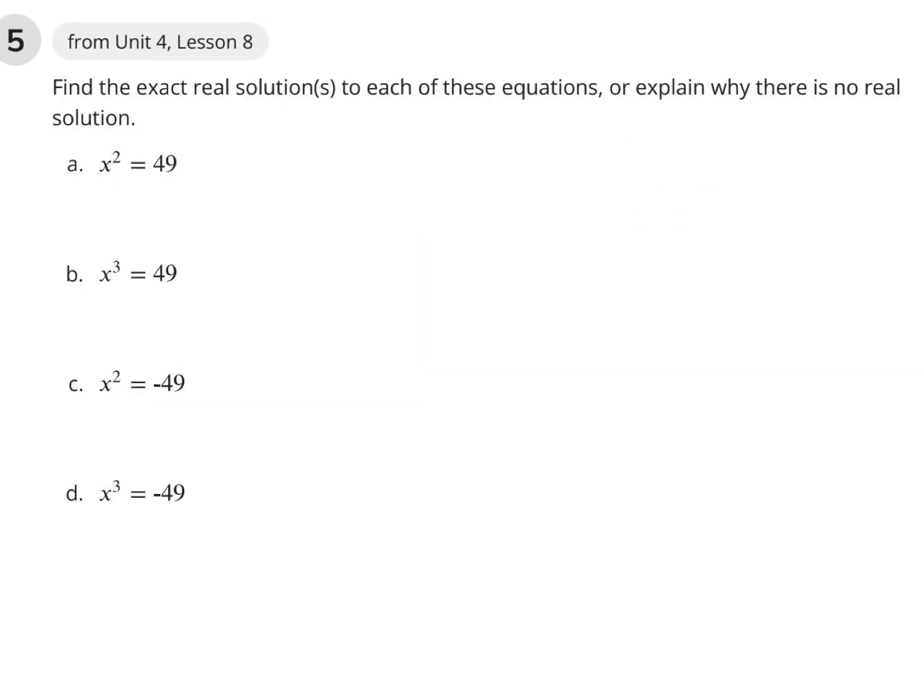Okay, so now let us do this one. When you have an x squared, take the square root of both sides. X is equal to positive 7 and negative 7. For x cubed, you take the cube root of both sides. 49 is not a perfect cube, so x will equal the cube root of 49. If you don't remember this, go back and look in a lesson, I don't know, block 4, block 5, block 6, I think. I'm not sure. That dealt with solving radical equations.